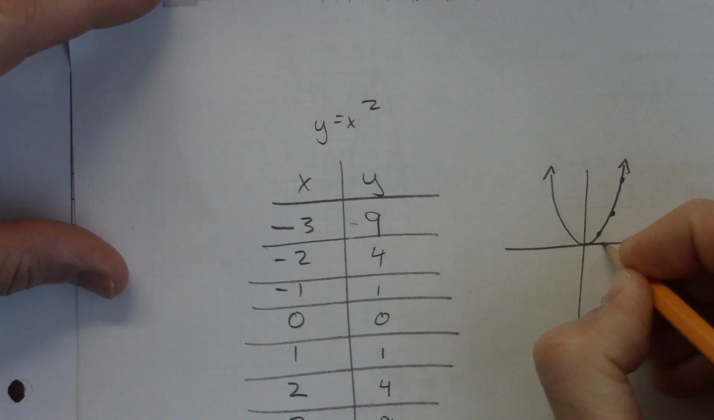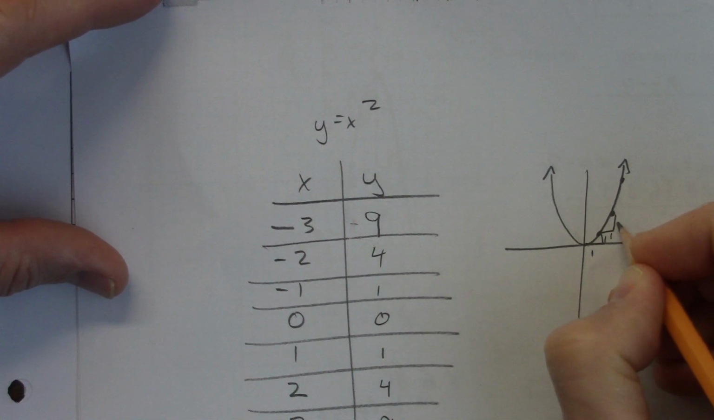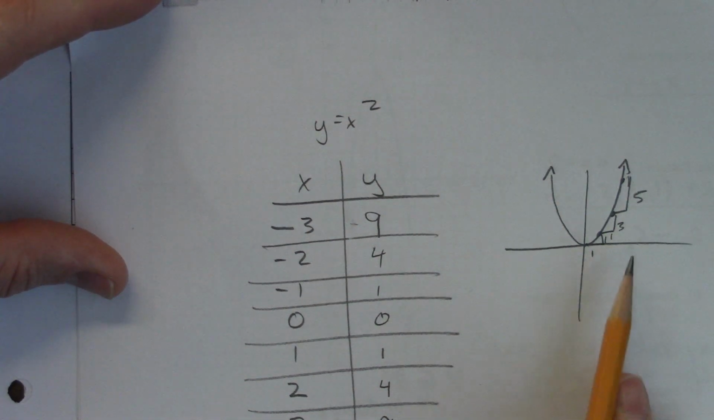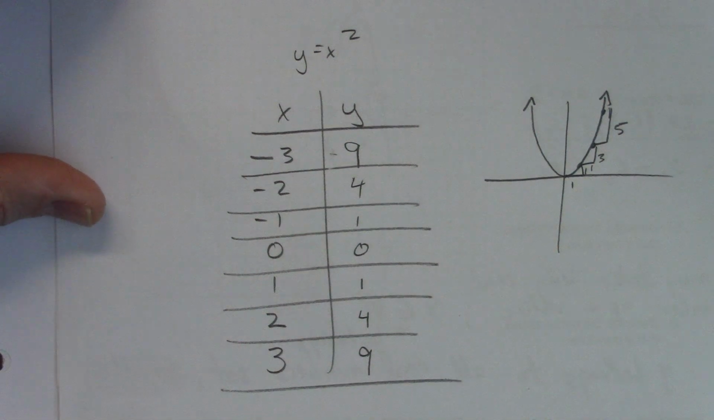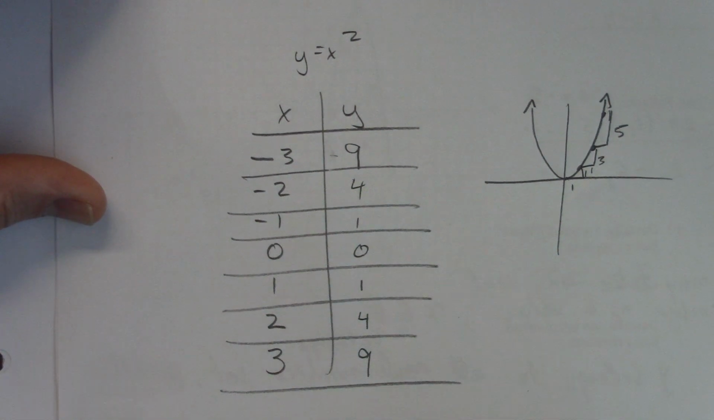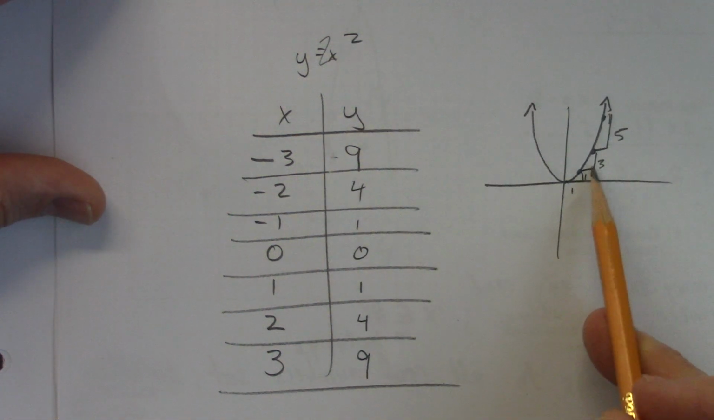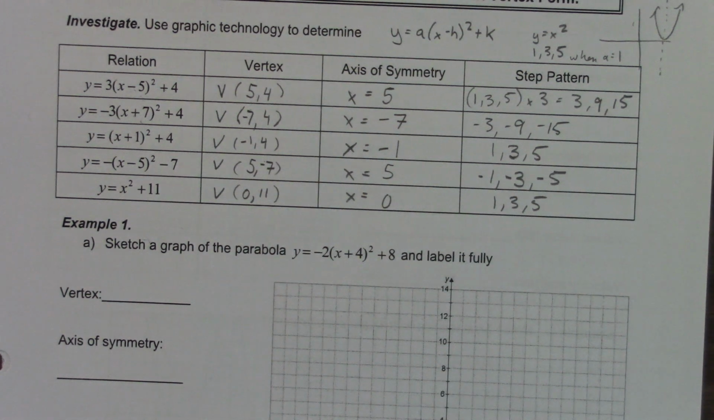It comes from this step pattern. 1 over, 1 up. 1 over, 3 up. 1 over, 5 up. Okay? Directly from the table of values from y equals x squared. That's where it comes from. Now if you put a 2 here, well, you're going to multiply all of these steps by 2. Okay? All right.